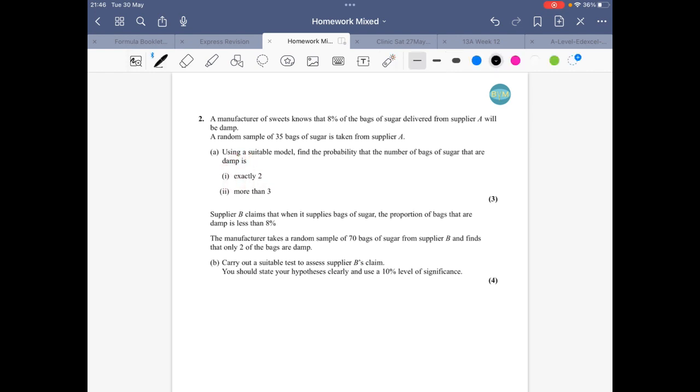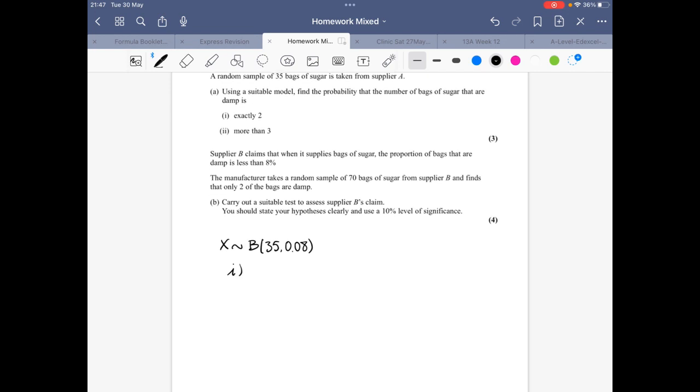So the first thing we have to do is write what model we will use. We are testing 35 bags, so a fixed number of objects, and we have a probability of success. So we have two events, success and failure. They are independent, and the probability of success is 0.08. So we can say that our variable is going to be binomial 35, 0.08. We need the probability of X being exactly 2.